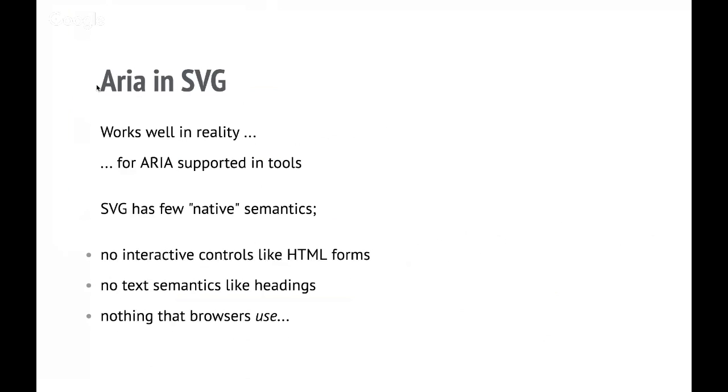Aria and SVG works well as a new feature for the Aria that is supported in tools. So roles like button and table work brilliantly. Aria things like flowto don't really work at all. Some features of it work in some browser and screen reader combinations. The nice thing about having Aria is because SVG has very few native semantics. There are no interactive controls like HTML forms. There are no semantics for text.